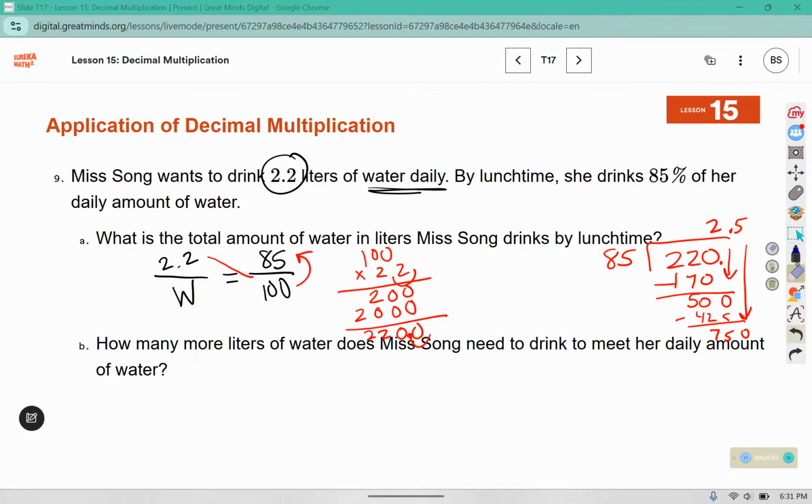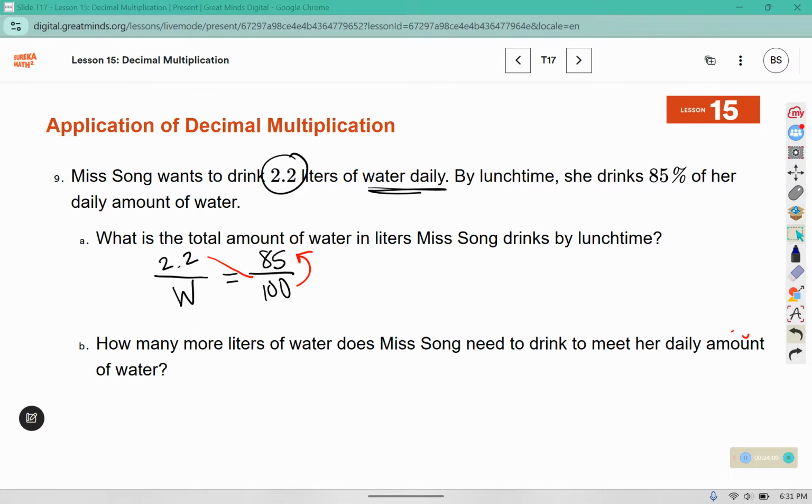I've got this backwards. This 2.2 should have been the whole. That is the amount she wants to drink, and we're looking for how much she has had so far by lunchtime. So we're going to replace this 2.2 in the denominator and try again. We are looking for the part she has had by lunchtime.